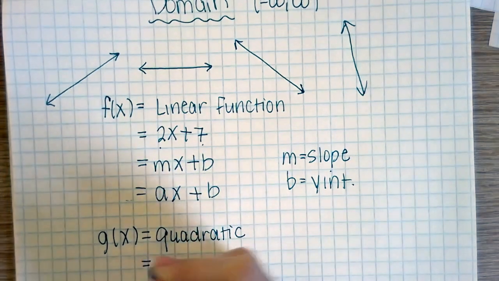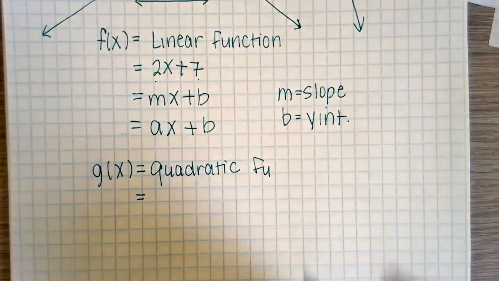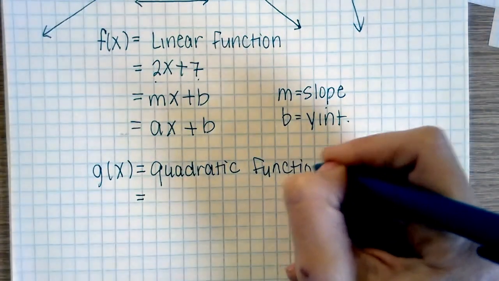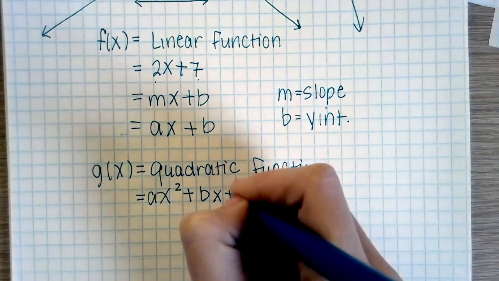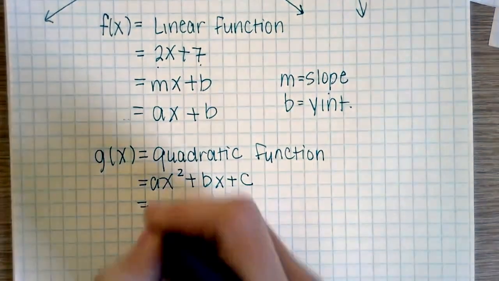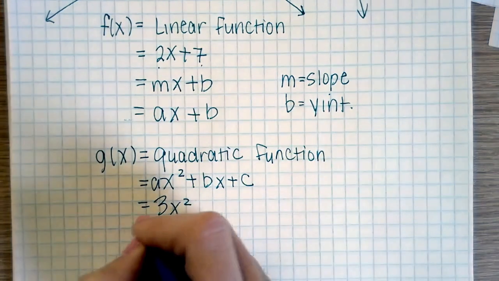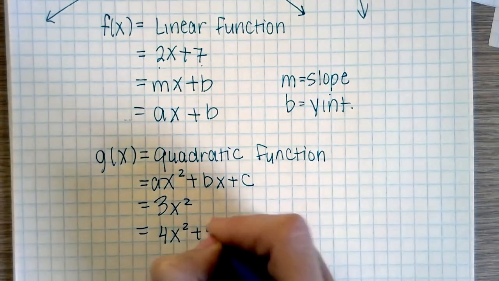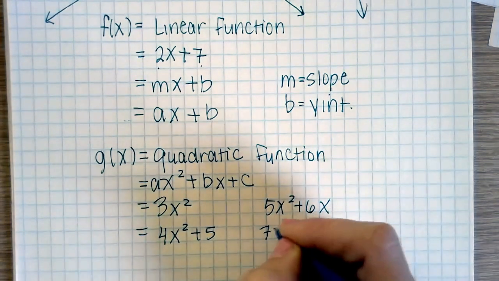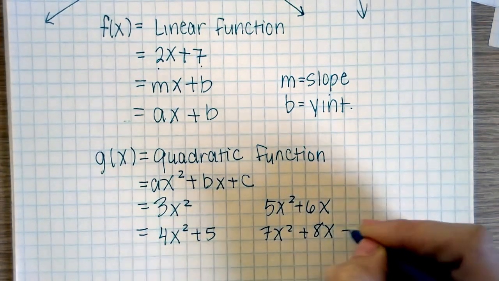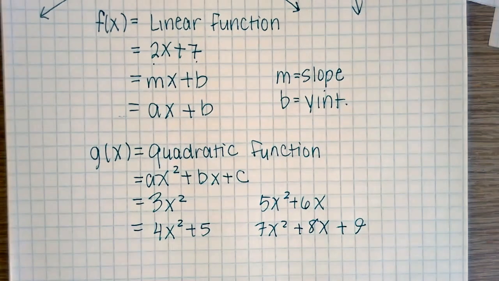What does a quadratic function look like? What does it have to have? It has to have x squared in it, yes. We derive the parent function with x squared. Now it could be any form of ax squared plus bx plus c. Examples could be something like 3x squared, just that, or 4x squared plus 5, or 5x squared plus 6x, or 7x squared plus 8x plus 9, right? Still all good?